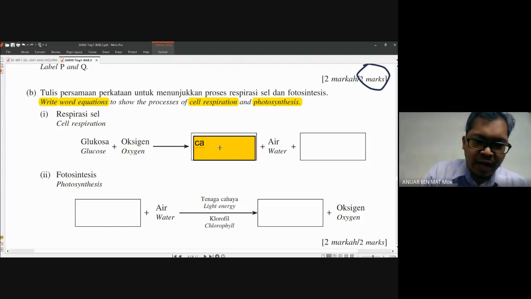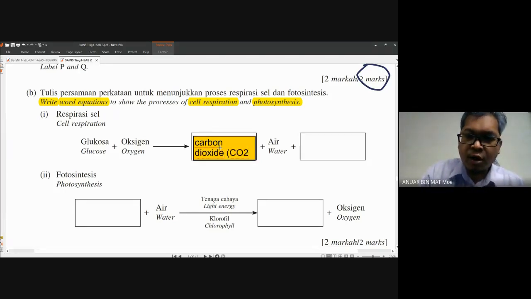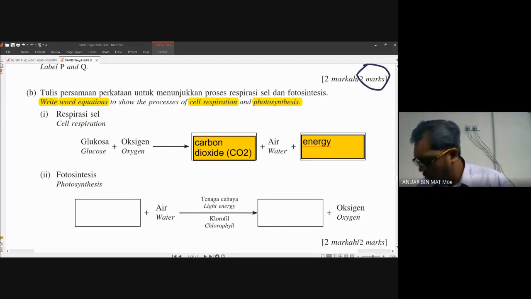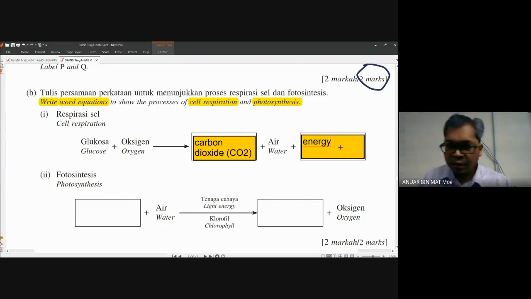Yes, of course, carbon dioxide. Or you can write CO2, because CO2 is the formula for carbon dioxide. Also can. Okay. Carbon dioxide, water, and of course, energy. Is it correct? Energy, right? Yeah. Okay. Photosynthesis.